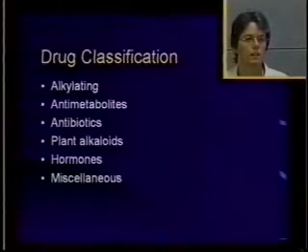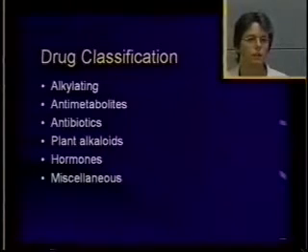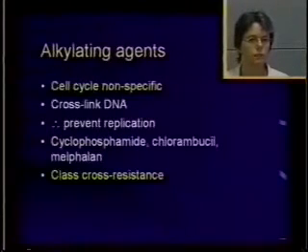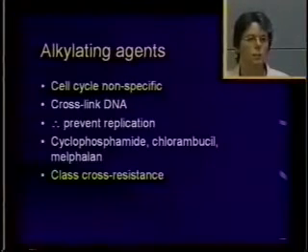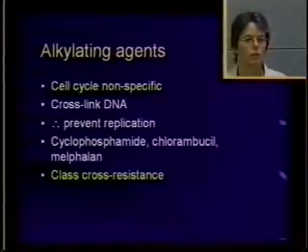Moving on to the drug classifications, we break most of our chemotherapy drugs down into 6 groups: the alkylating agents, antimetabolites, antibiotics, plant alkaloids, hormones, and then miscellaneous drugs. The alkylating agents are cell cycle nonspecific drugs, and they cross-link DNA. What this means is that the cell then can no longer undergo replication, and so the cell dies when it tries to divide. Examples of alkylating agents include cyclophosphamide, chlorambucil, and melphalan.